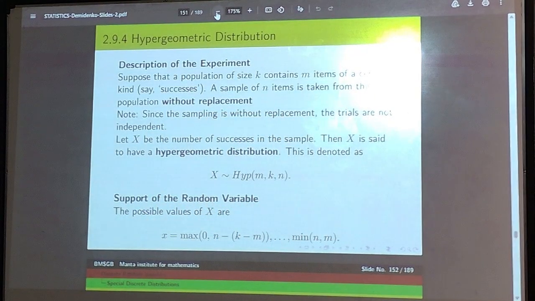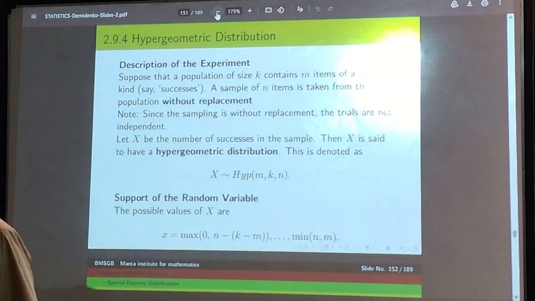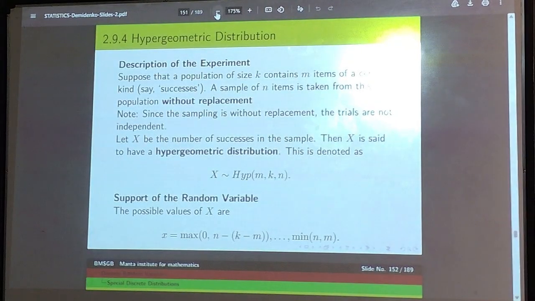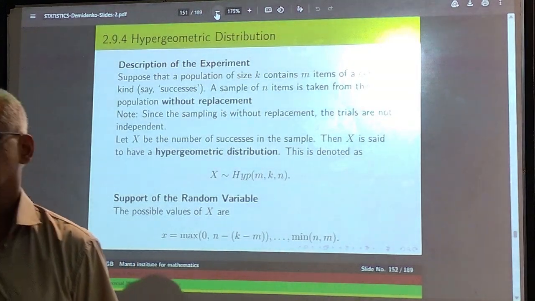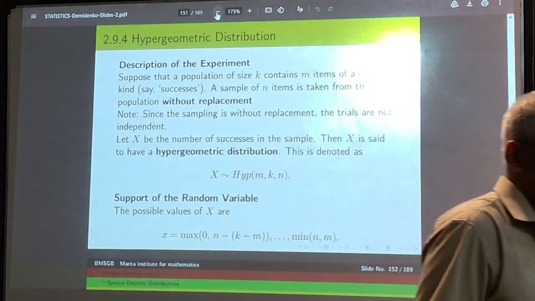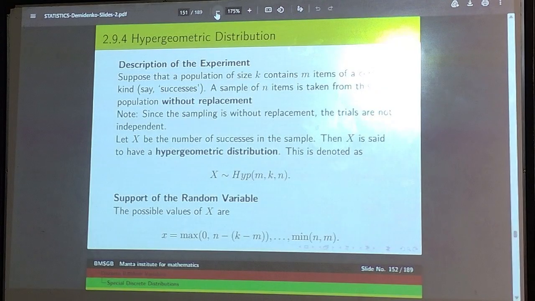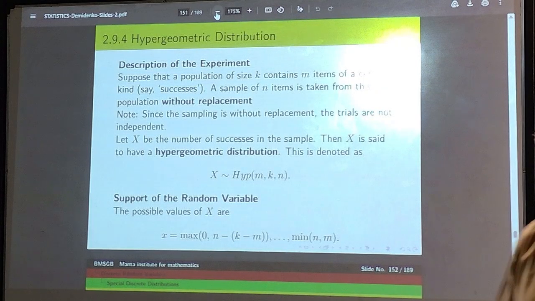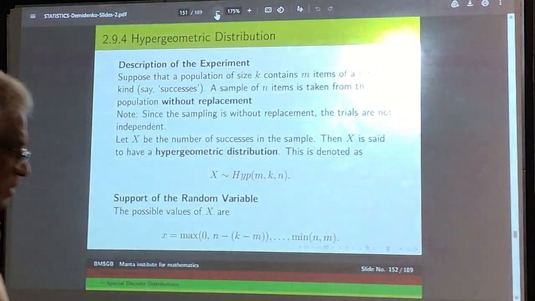So this is the model that you have to use if you are interested in the number of successes in a sample taken from a finite population without replacement. Right. Number of successes in a sample of n items taken from a finite population without replacement.